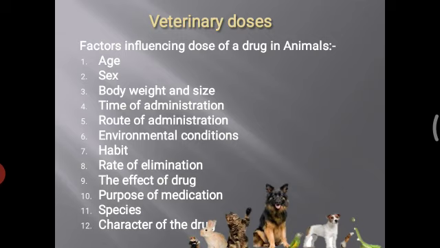Then next factor is rate of elimination. The rate of excretion of drug has marked effect on the dose of drug. The drugs which are excreted at a faster rate require larger doses than those drugs which are excreted at a slow rate. This is the factor rate of elimination.